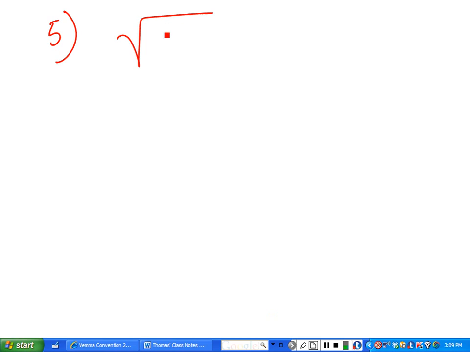Alright, what about the square root of 48? Now, 48 is not a perfect square. The reason why I'm thinking about perfect squares is because this is the square root symbol. Again, the number that's considered to be here is a 2. But the objective is to get all the perfect square factors out of 48. And yes, there is a perfect square factor in 48.